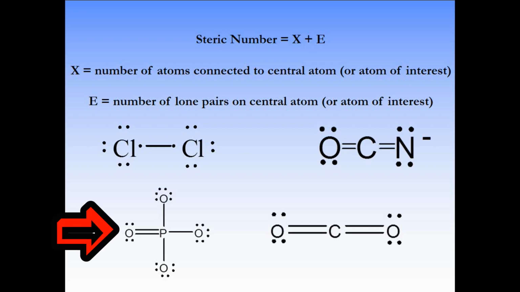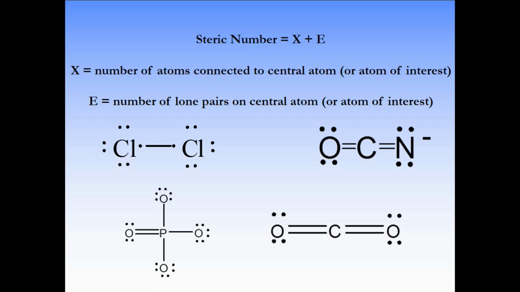Let's take this particular atom over here on the left of the phosphorus, this oxygen atom, and calculate the steric number for it. If I was going to calculate the steric number for that oxygen atom, I would say, well, it's connected to one other atom. That would be the phosphorus, so X is 1. I also would recognize that it has 2 lone pairs, one on top and one below. And so I would calculate the steric number for this oxygen atom on phosphate to be 3.